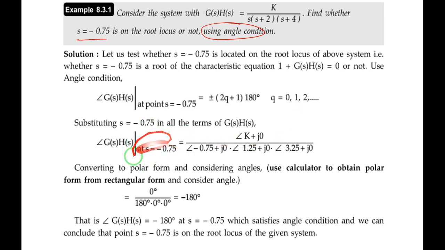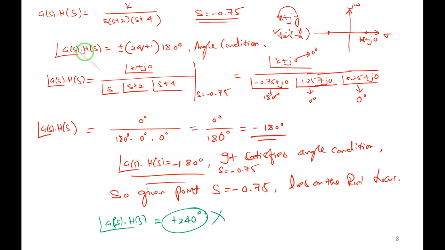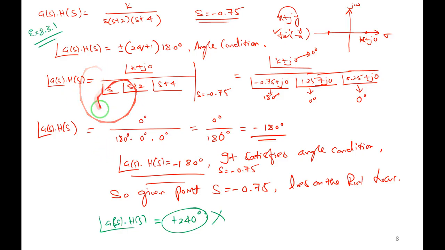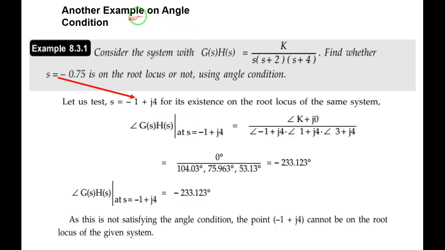The same thing has been done here. Next, this is example 8.3.1. The solution was given here, but I have solved it in the next slide, the blank slide. Instead of s equal to minus 0.5, we will take another point and check. Consider the system with g of s and h of s equal to k divided by s into s plus 2 into s plus 4. Find whether the point s equal to minus 1 plus j4 lies on the root locus using the angle condition.